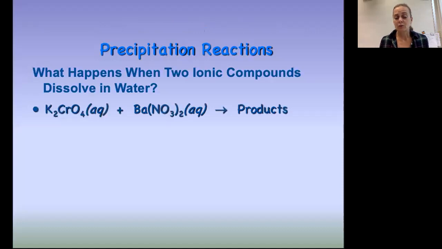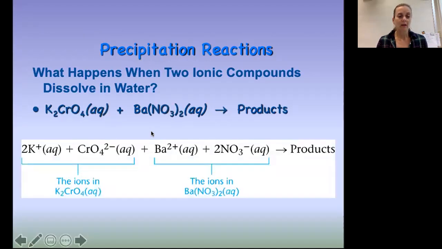So if we have two ionic compounds dissolved in water now, not just the one, but two, if we have potassium chromate and we have barium nitrate, what products are they going to make? So first thing we're going to do is we're going to separate out all of these soluble ionic compounds. And we know they're soluble because they say AQ here. They're dissolved in water. So we don't really have potassium chromate stuck together. We have two potassium ions and we have a chromate ion.